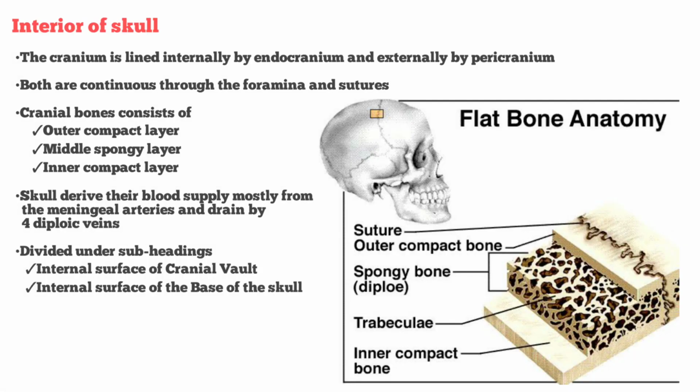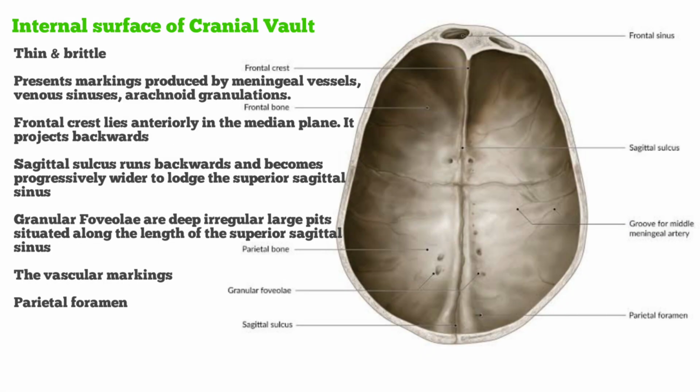Interior of the skull. The cranium is lined internally by endocranium and externally by pericranium. Both are continuous through the foramina and sutures. Cranial bones consist of an outer compact layer, middle spongy layer, and inner compact layer. The skull derives its blood supply mostly from the meningeal arteries and drains by 4 diploic veins. Divided under subheadings: internal surface of the cranial vault and internal surface of the base of the skull.